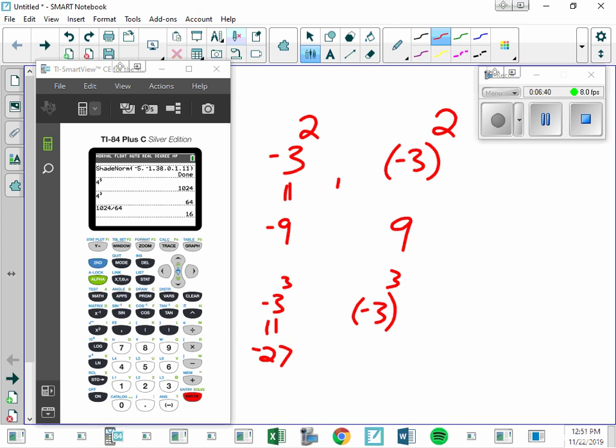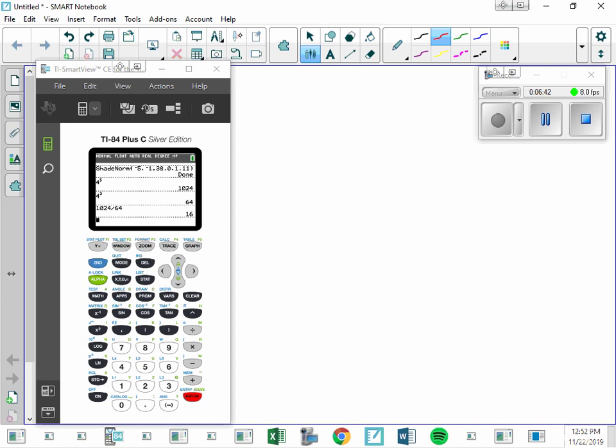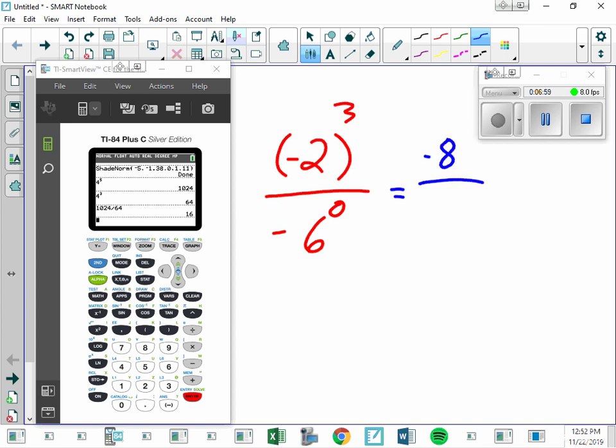So if I had -2 to the third over -6 to the 0, what is the top going to equal? -8. And the bottom? Is it 1 or -1? -1. Why? The 0 only hits the 6. It doesn't hit the negative. So -1, which ends up being 8.